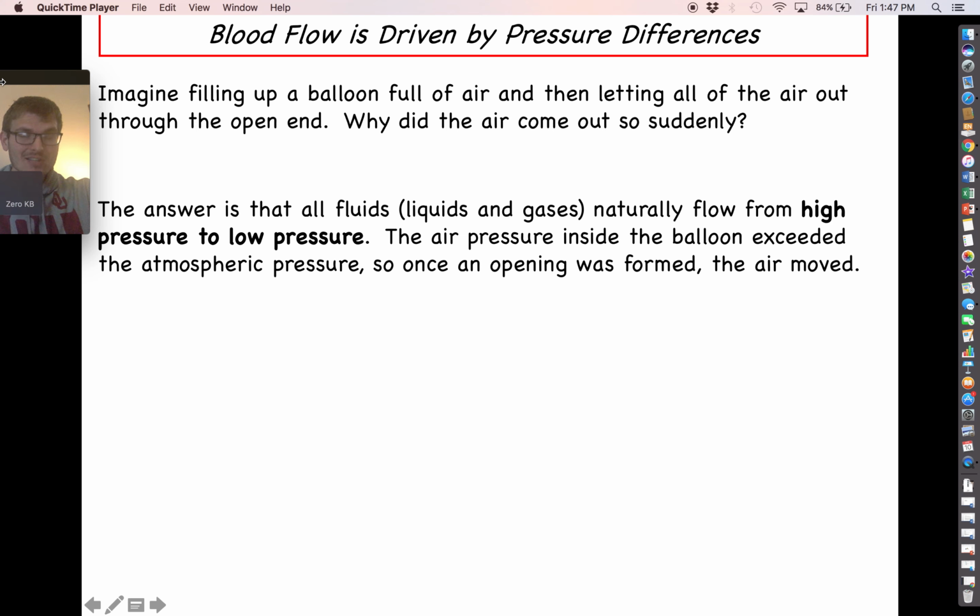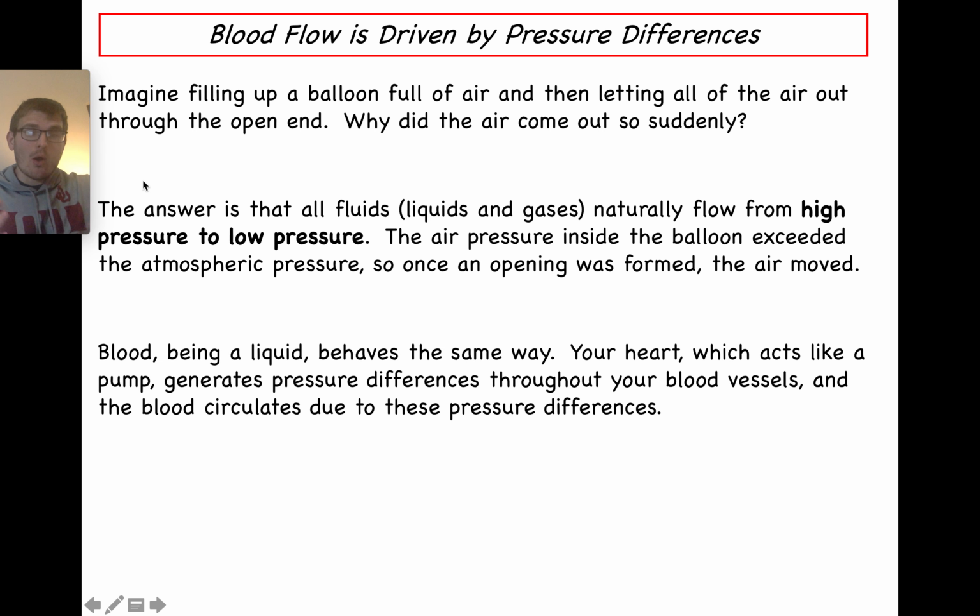So if air exited the balloon, then that must mean the air pressure inside the balloon must have been higher than what we would call the atmospheric pressure, the air pressure that is all around us. So all the air needed in order to move from one location to another was the opening that was formed by you opening the little end on the end of the balloon. And that allowed the air to move from high pressure to low pressure. So since blood is a liquid, it is a fluid, and it is going to behave according to this principle.